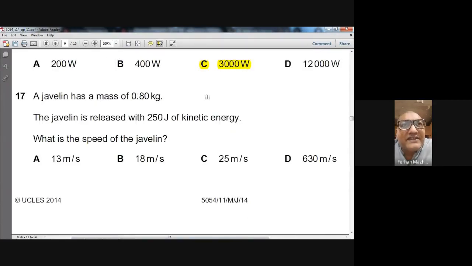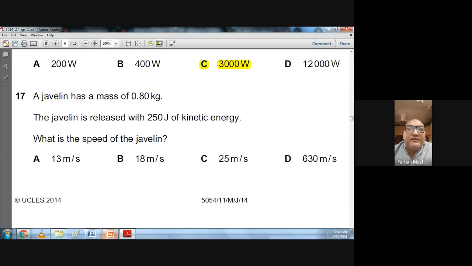A javelin has a mass of 0.80 kg. The javelin is released with 250 joules of kinetic energy. What is the speed of this javelin? We know the kinetic energy, we know the mass. So the formula for the kinetic energy is 1 by 2 mv square, and very easily we can find out the speed.